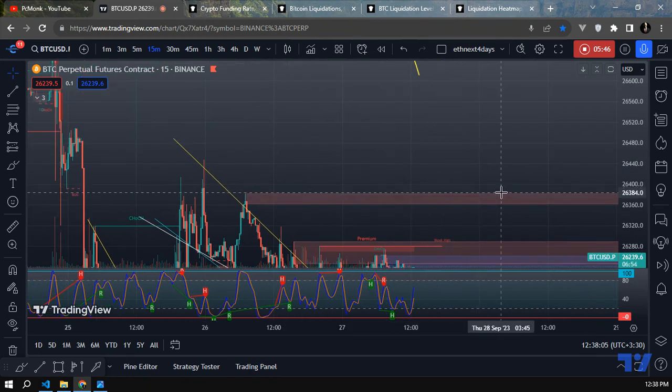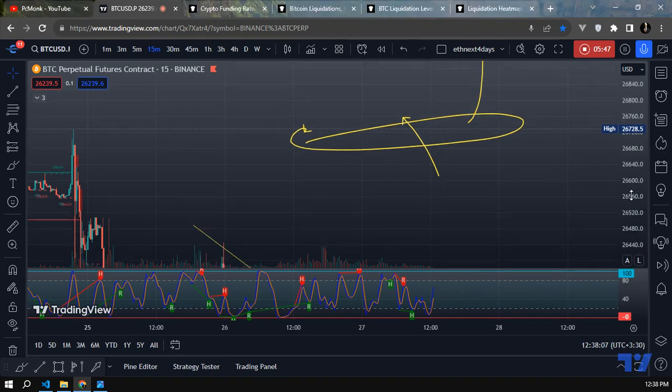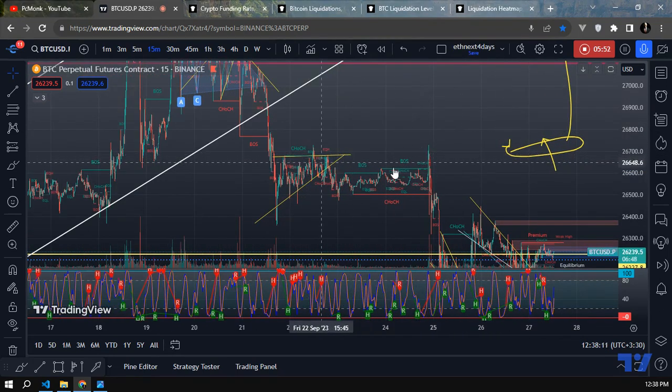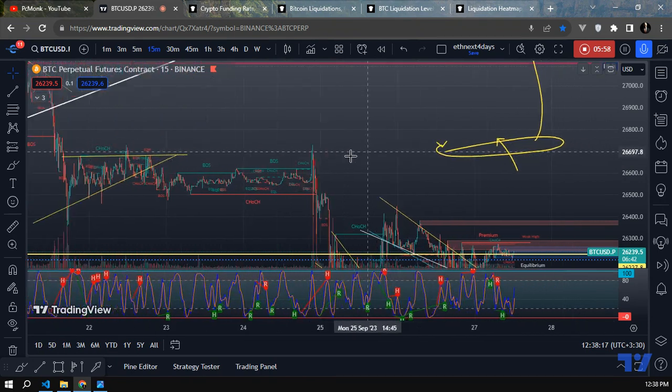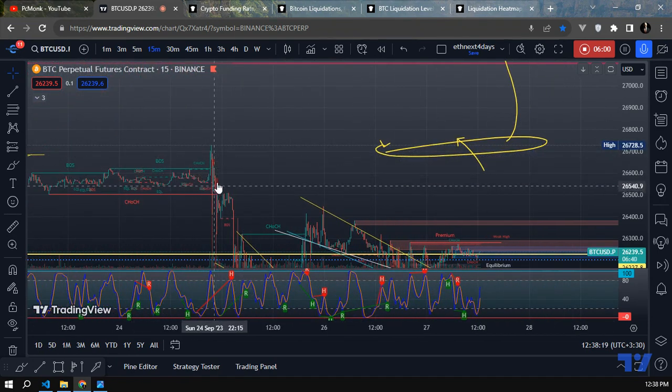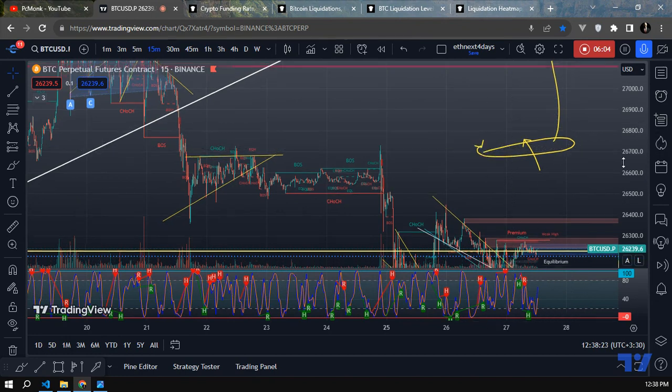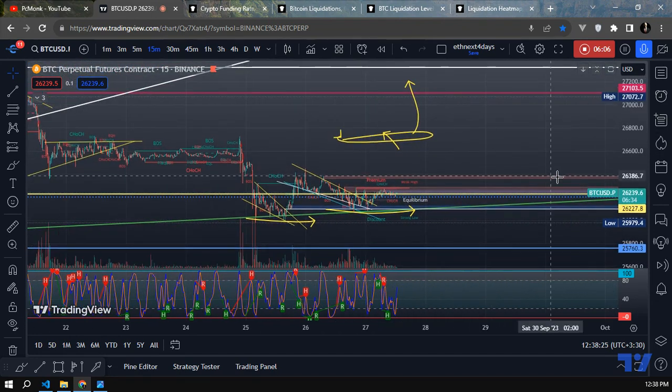Once we consolidate above this, then we want to come up above this whole consolidation, probably, or even at least to the wick of it. We want to fill both of these fair value gaps, hold above them and consolidate here, and then go higher.